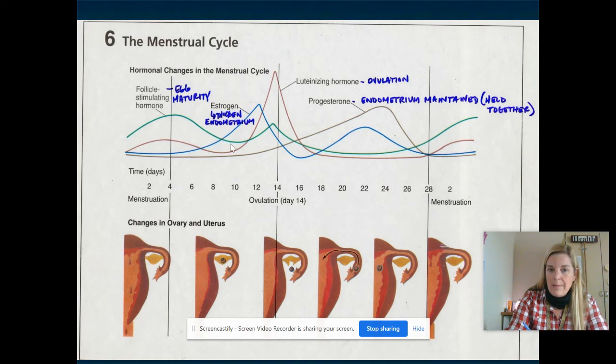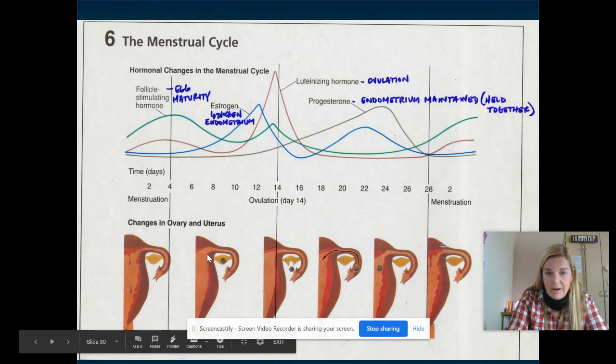Right here, right before ovulation around day 12, we have estrogen peaking. Estrogen is causing the endometrium to thicken up, to build nice and thick again, to prepare a good environment for the fertilized egg. And if I look down below, do you see how that bright red section is pretty thin right here? We're going to make it real thick. So estrogen is going to kick into gear and tell our uterus to build that endometrium up again.